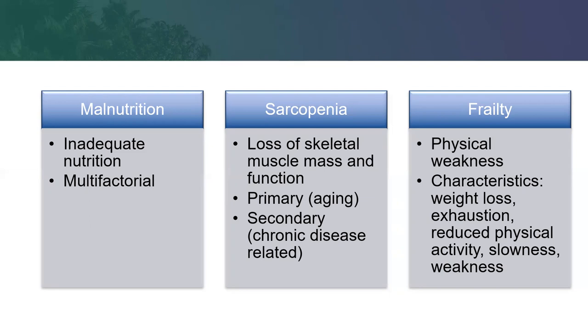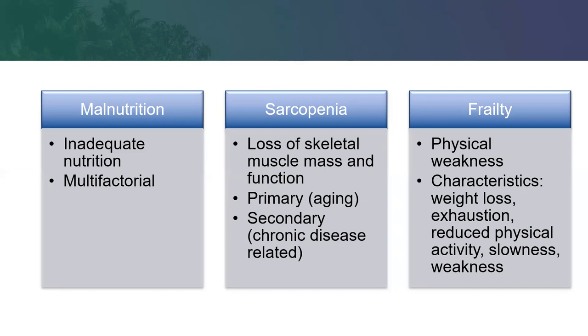And so there are male and female cut points for patients with cirrhosis, developed by Dr. Jennifer Lai, to evaluate if a patient with cirrhosis is indeed sarcopenic. Primary sarcopenia is age-related, versus secondary, which is chronic disease-related. And really, the definition is the loss of skeletal muscle mass and function.